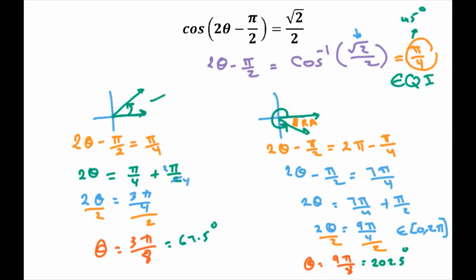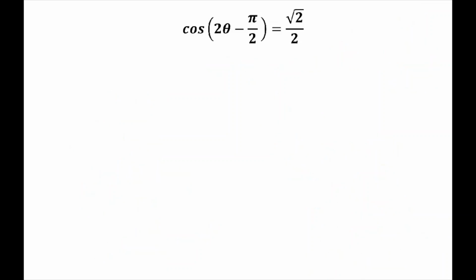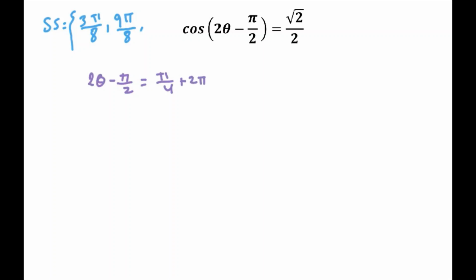Now so far we have two solutions, 3 pi over 8 and 9 pi over 8. So if I will go here, I'm going to say solution set is 3 pi over 8, 9 pi over 8. Now let's see if we are going to find more solutions. Well, I could add 2 pi because I'm not asking for theta, I'm asking for 2 theta minus pi over 2. So I'm going to add 2 pi each time. So I'm going to say 2 theta minus pi over 2 equal pi over 4 plus 2 pi. And here I can say 2 theta minus pi over 2 equal 7 pi over 4 plus 2 pi.